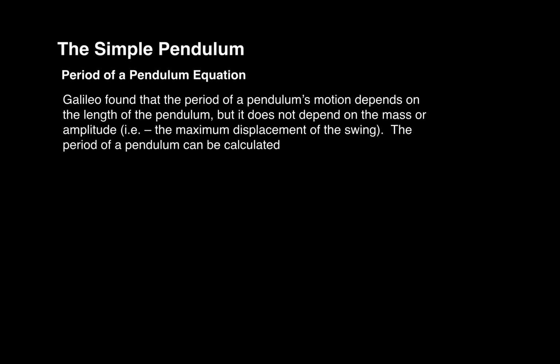Galileo found that the pendulum's motion depends on the length of the pendulum, but it does not depend on the mass or amplitude. Amplitude means the maximum displacement of the swing. The period of a pendulum can be calculated using the formula period equals 2 pi root L over g, where the period is given by capital letter T measured in seconds.